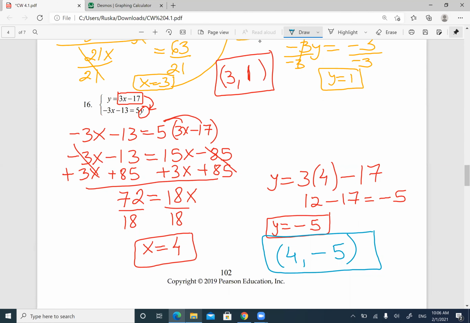Okay, so that's solving by substitution and the addition method.